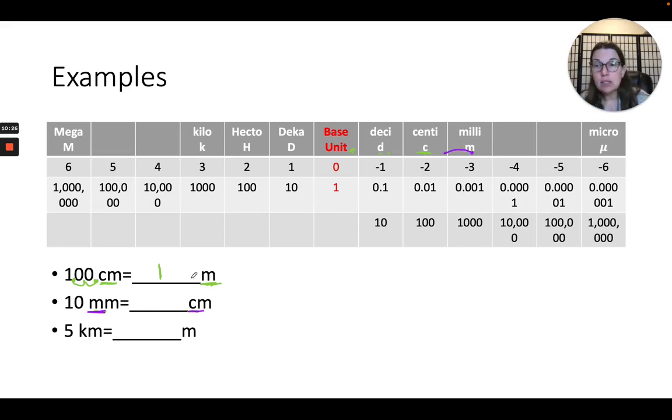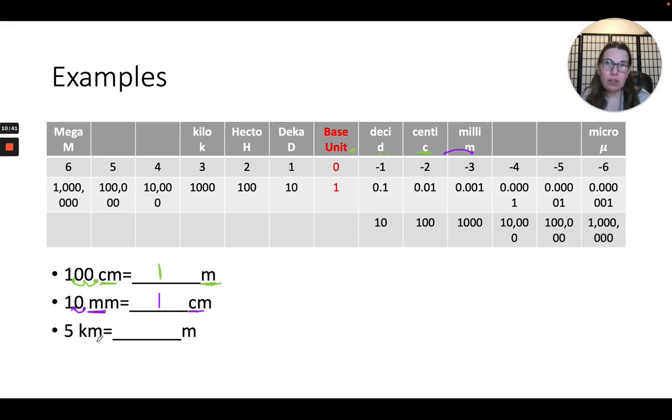Okay, and because I went one place to the left, I'm going to take this decimal point and go one place to the left. So 10 millimeters equals 1 centimeter. All right, let's try another one. We might be moving a different direction this time.